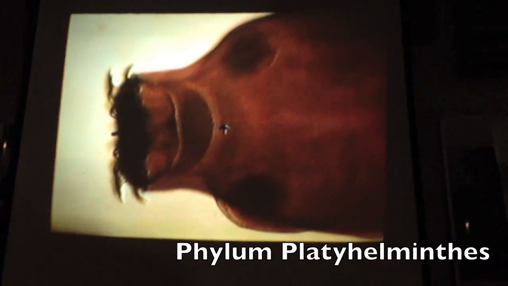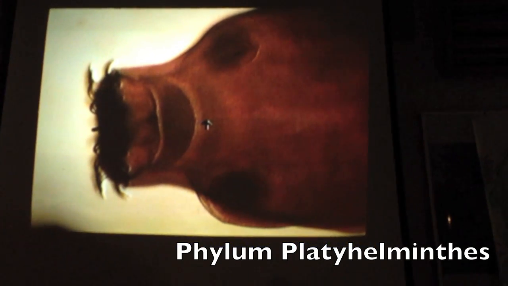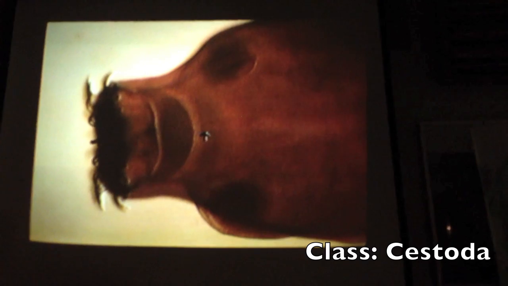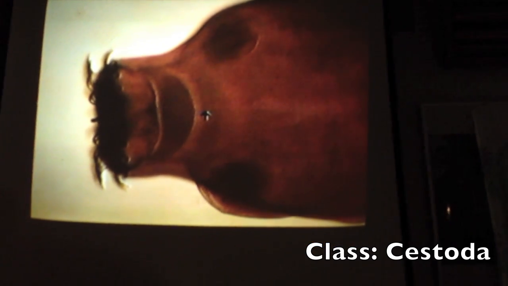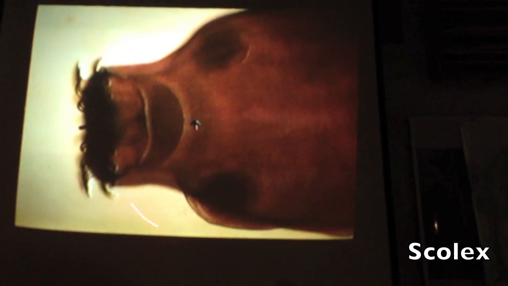Tapeworm. So it's flat. Platyhelminthes. That's the phylum. And the class for tapeworms is Cestoda. This is a scolex, so we're looking at the whole thing.